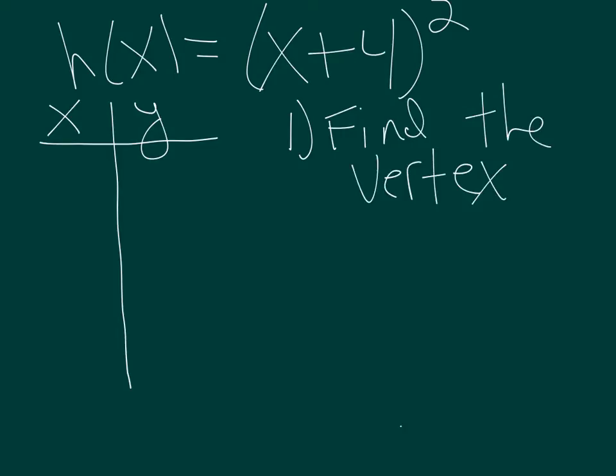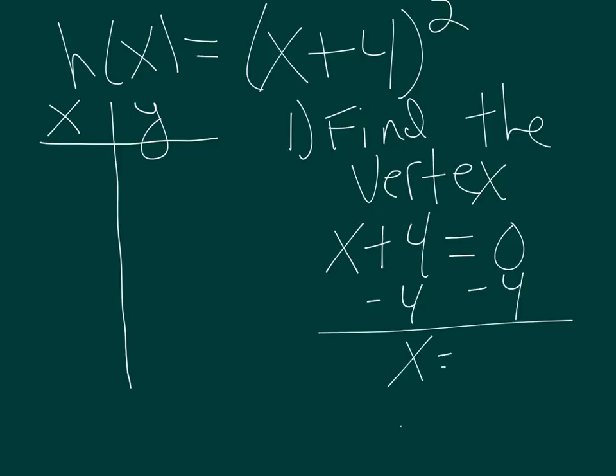And how do you do that? Well, the vertex basically is what makes the parentheses right here, what makes this whole thing 0. So how can I get x plus 4 to equal 0? Well, it's simple. You probably do this in your head, but if you don't know, you can just say, okay, x plus 4, how do I get that to equal 0? Well, you just subtract 4, and you get x equals negative 4. So with that x equals negative 4, that's your x value of the vertex.